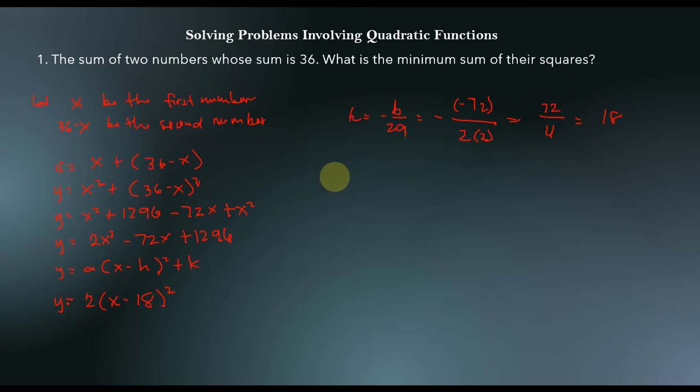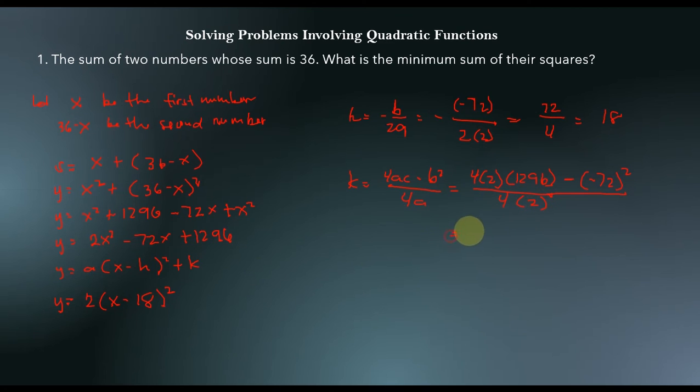So we need to solve for k. The formula for k is k equals 4ac minus b squared all over 4a. Substituting the values, copy 4, and then a is 2, c is 1296, minus b squared, where the value of b is negative 72, so minus 72 squared, all over 4 times a, which is 2.